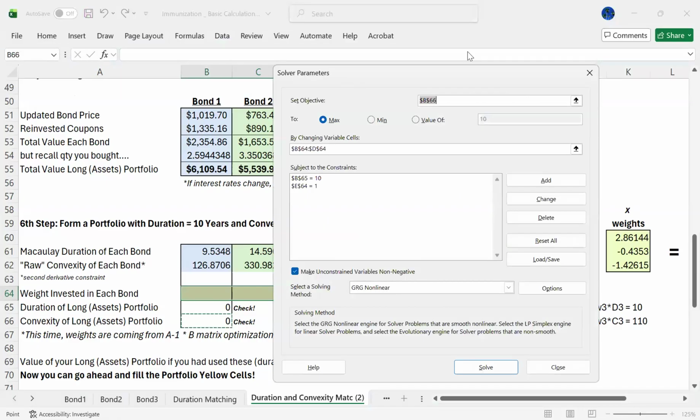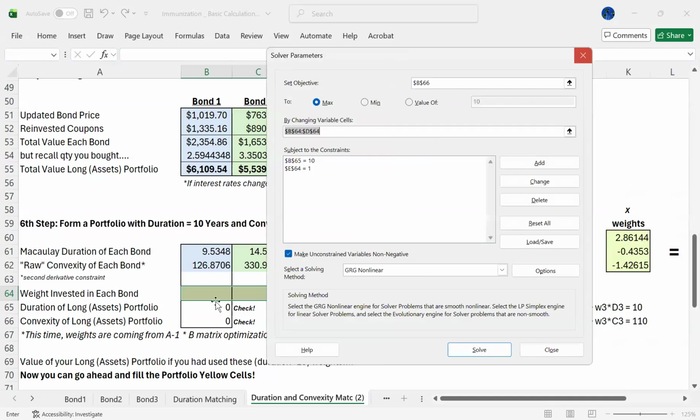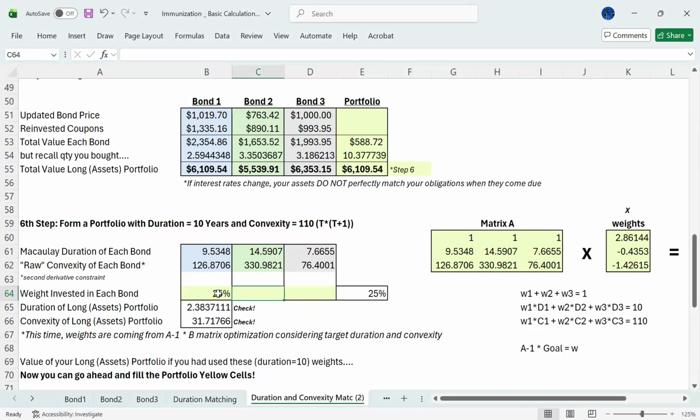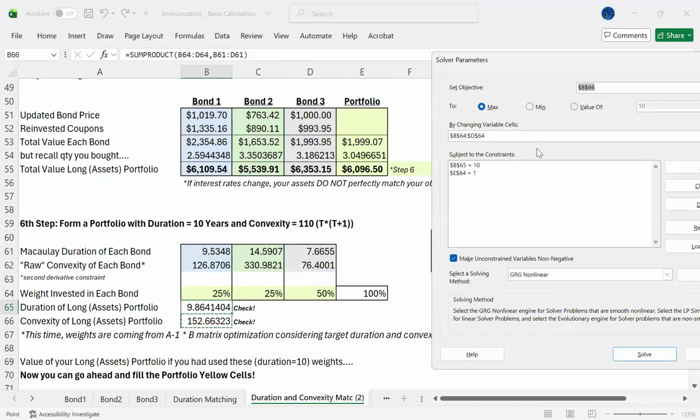Okay, so optimization: convexity is maximized by changing the weights. I need the value here: 25%, and 50%. Okay, then Solver. I'm maximizing convexity by changing the weights. So that is right, B64 to D64. And the constraints are that B65 has to be 10, so that's the duration, and E64 has to be 1.